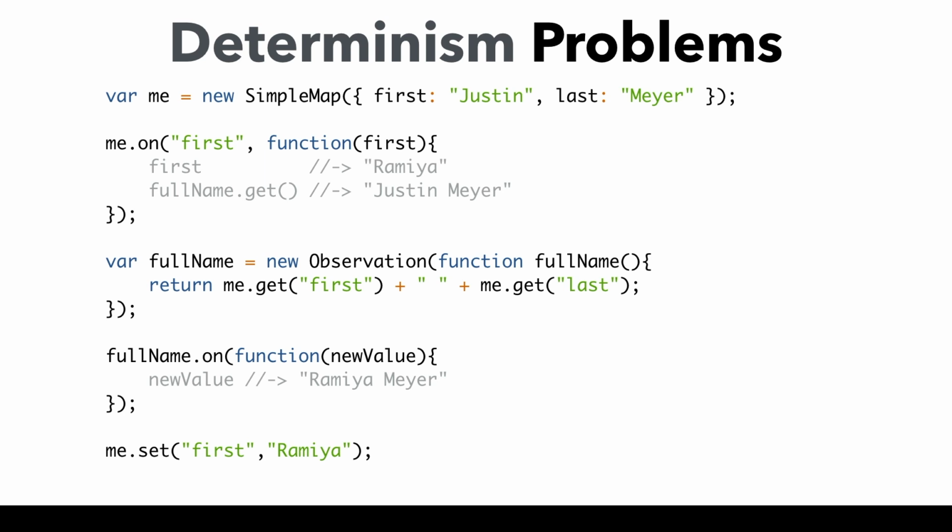When we change the value of me's first key, me's first handler is going to be run first. If that handler reads full name, it will get full name's cached value. This is because the onDependencyChange handler that full name registered is bound after the me first handler. When full name eventually sees first changing, it will reevaluate, updating its cached value and calling the full name event handler. The problem here is that you might read a value but not get a result that is consistent with the actual state of the application. That's bad.